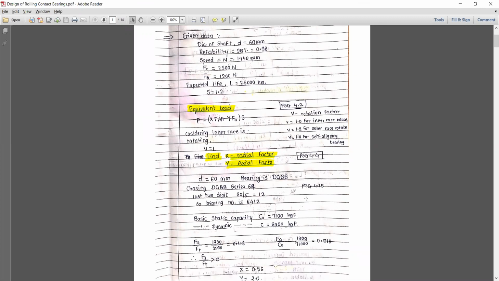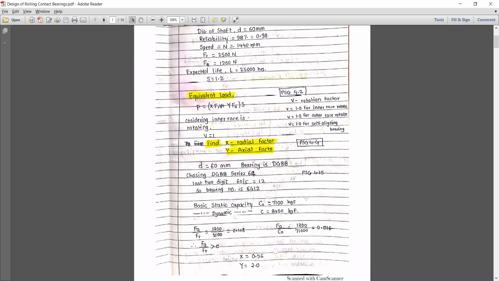Next, after calculating all the values, we have to find out the equivalent load, which is acting radially. It's an imaginary load acting radially on the bearing, equivalent to the actual force acting in the radial as well as axial direction. Referring to PSG page number 4.2, you get the formula: equivalent load P is equal to (X into Fr into V plus Y into Fa) into S.